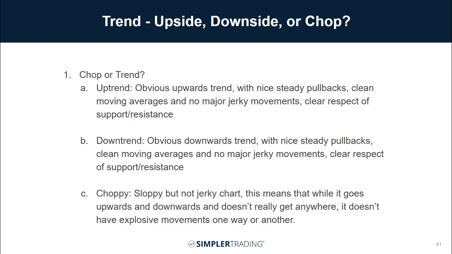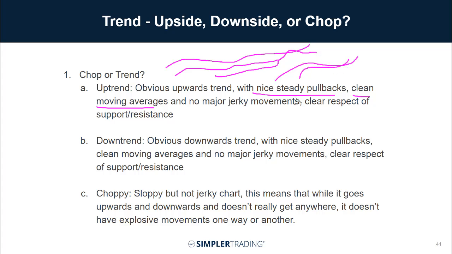But overall, what you're looking for is nice steady pullbacks, clean moving averages. What that means is when you have your moving averages on your chart, they're nice and steady, and you might have a portion where they cross right there, but they're nice, steady upward movements. We're not looking for this, okay? That's not helpful for an uptrend.